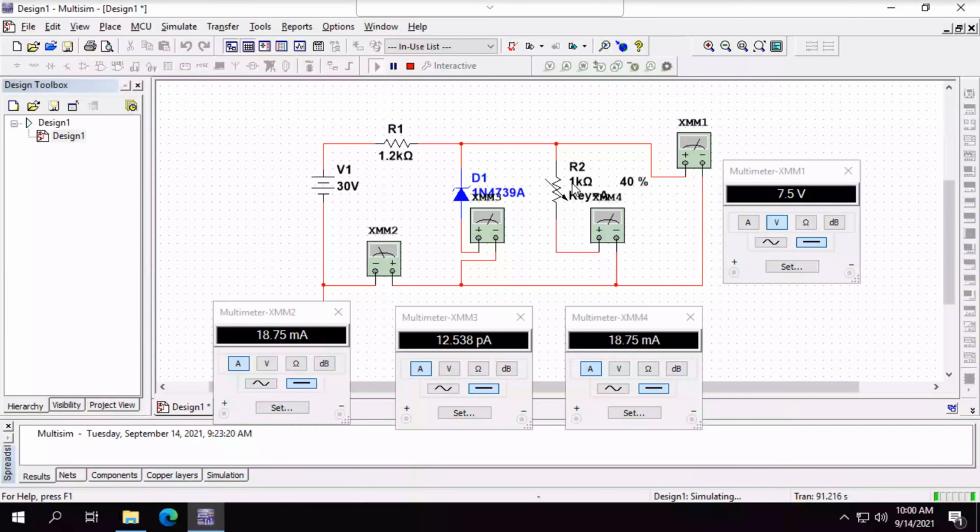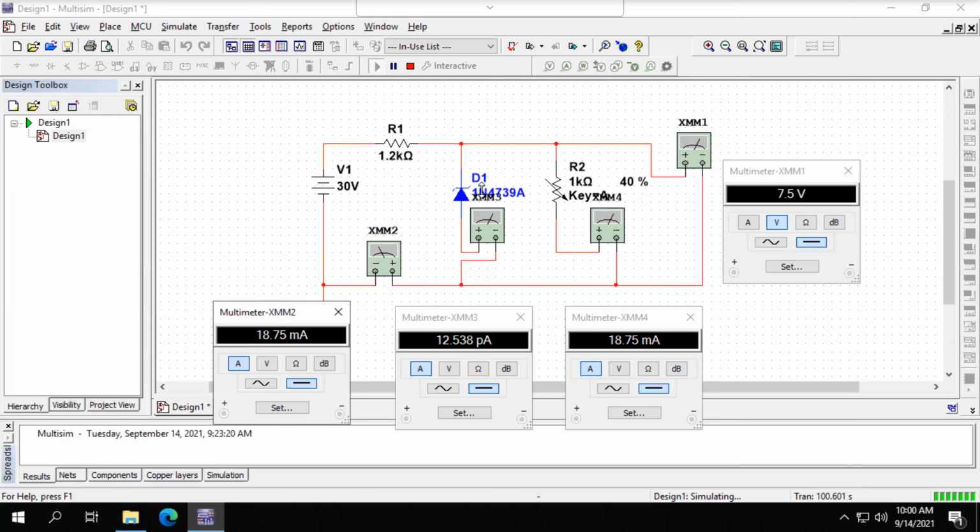40% would be 400 ohms. So now my load is 400 ohms. That's too small for the Zener diode to be on, right? If you calculate the voltage divider with 400 ohms and 1.2K, you'll find that this voltage is not enough to exceed 9.1. And what do we see happening here? Well, we see that the supply current did change. It used to be, what was it, 17.4? So the supply current did change now.